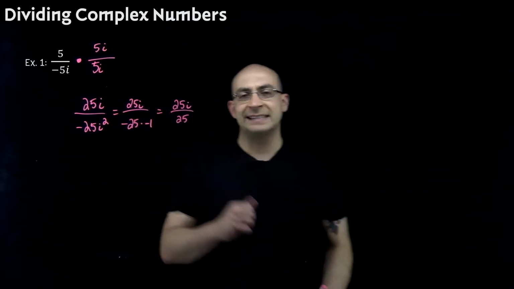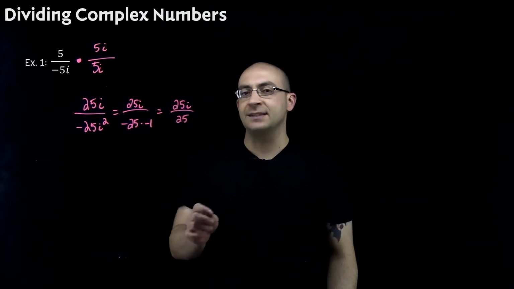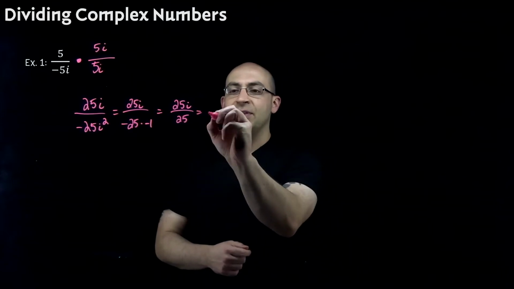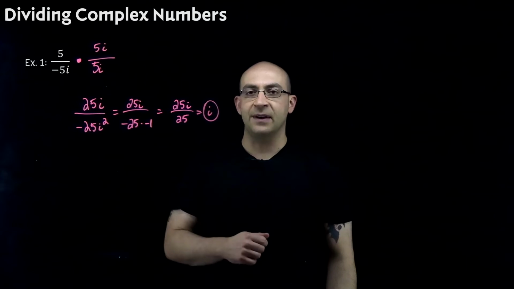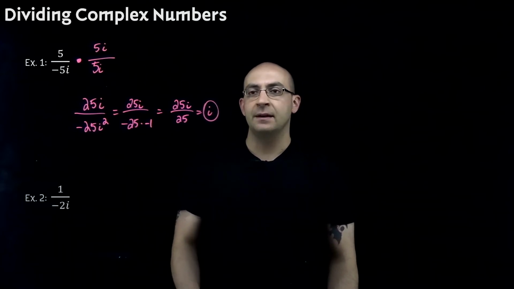Now, we're not exactly done yet, because this expression is really, really nicely simplifiable. I can just take the 25s out, and I'm going to be left with i. So, in this particular problem, 5 divided by negative 5i, my answer is i. Let's move on to another problem.